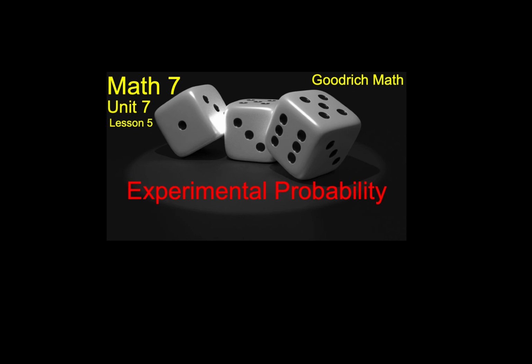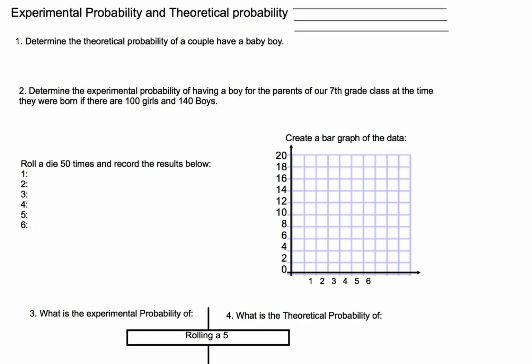Math 7, Unit 7, Lesson 5, Experimental Probability. In the last lesson, we created a probability model using the bag of blocks worksheet. We're just looking into things a little bit more deeply here. First, let's look at some experimental probability here.